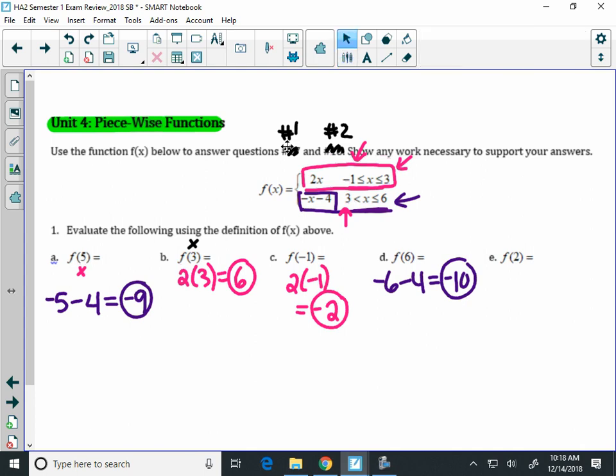And finally, f of 2 equals, 2 is in the top domain. It's between -1 and 3. So we'll put 2 in for x in the top function, which equals 4.